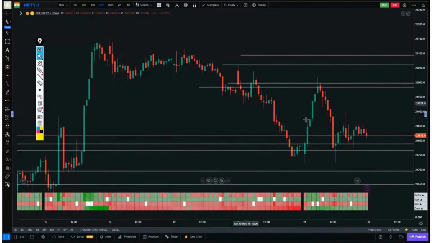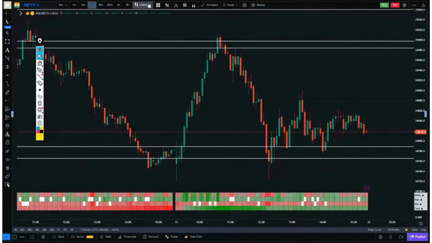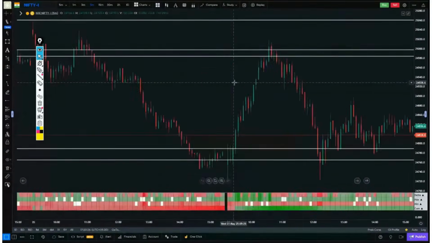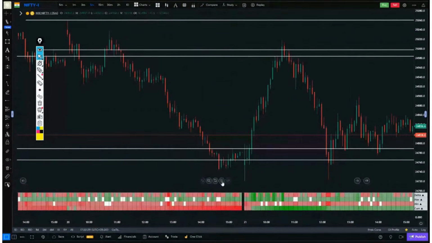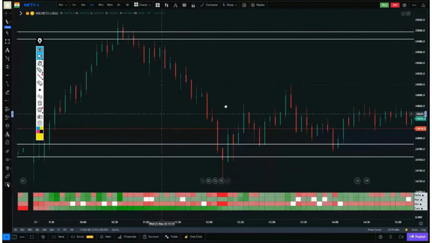Now let's see how the order flow gave confirmation on these same volume profiles. Let's try to read the footprint properly. Let's see where the buyers were, where the sellers were, and what exactly was happening where.